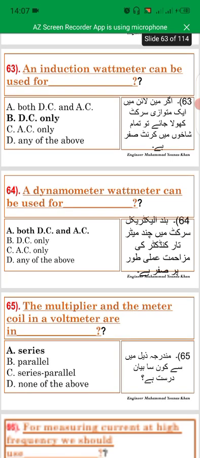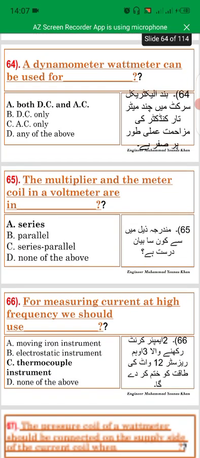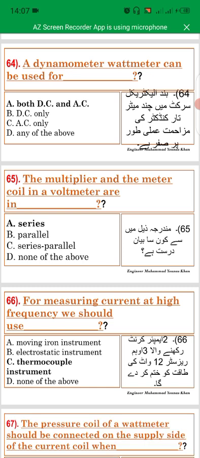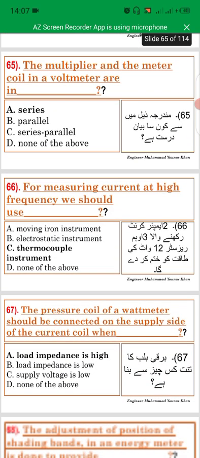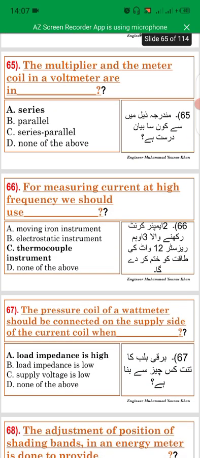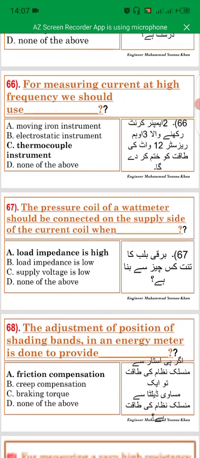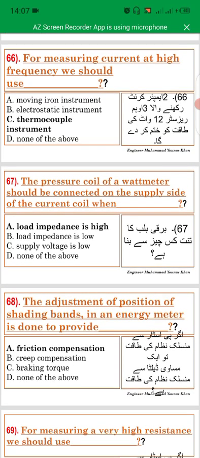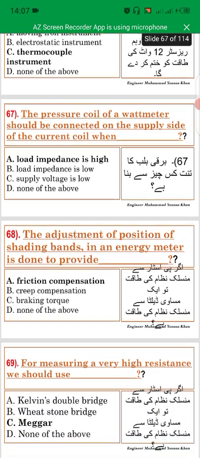An induction wattmeter can be used for AC only. A dynamometer wattmeter can be used for both DC and AC. The multiplier and the meter coil in a voltmeter are in series. For measuring current at high frequency, we should use a thermocouple instrument.